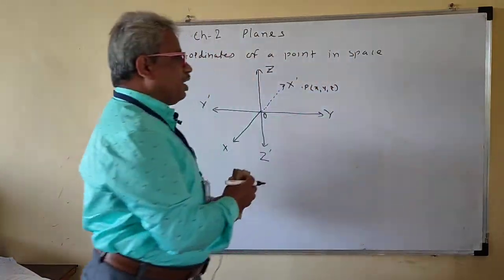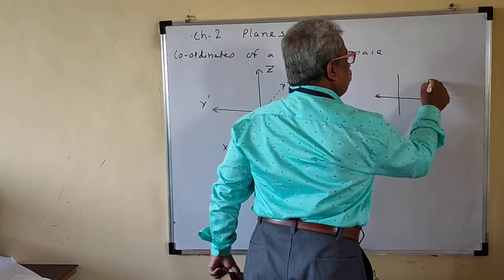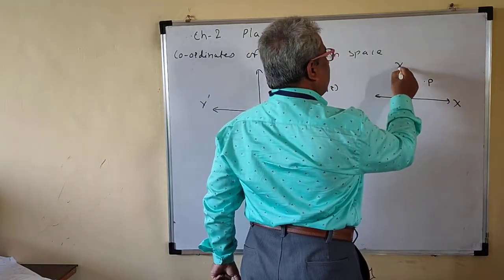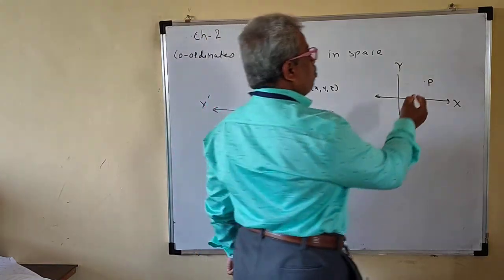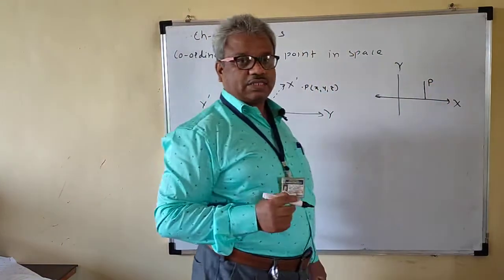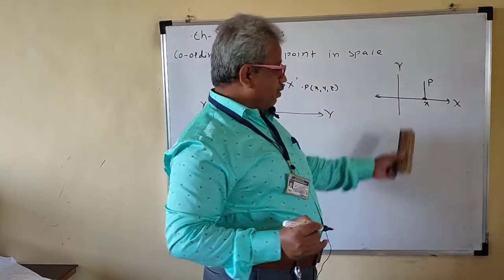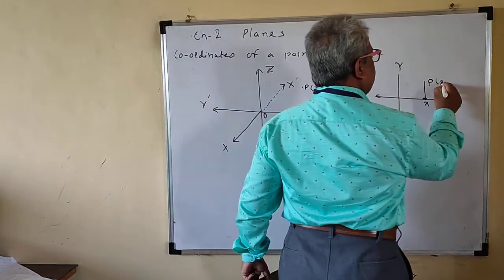The same thing as in the plane. Suppose this is your P. For the plane, this is your x-axis, this is your y-axis. If you want to find the x coordinate, you draw a perpendicular to the x-axis, and the number it represents on the x-axis will be your x coordinate.